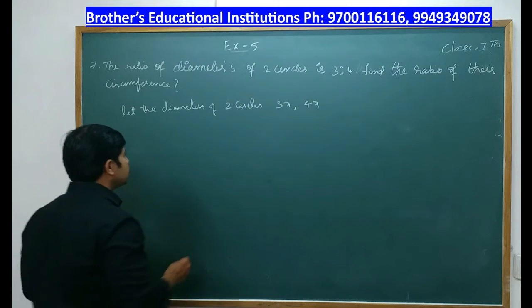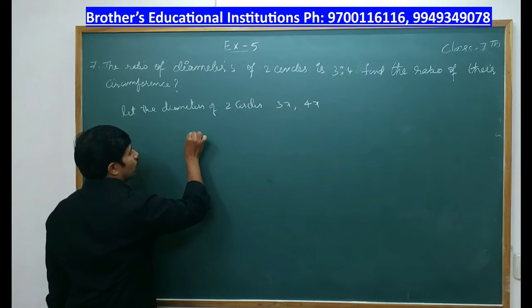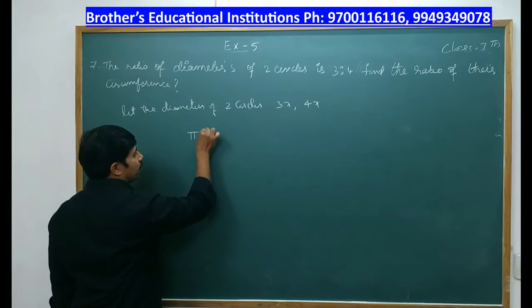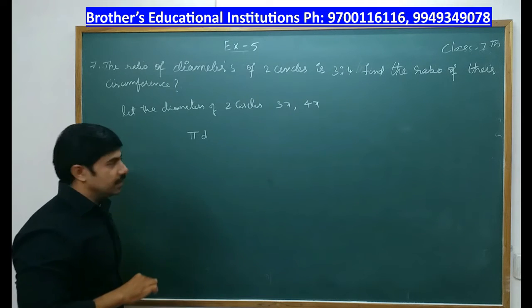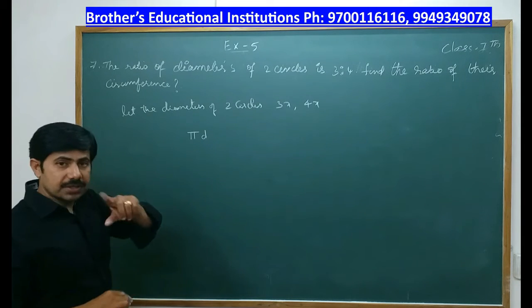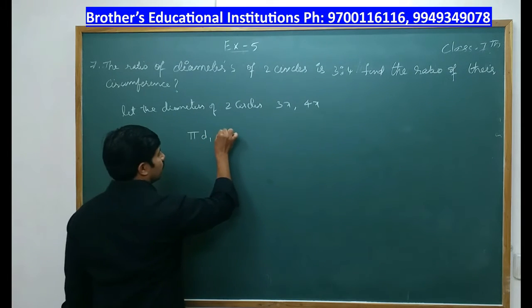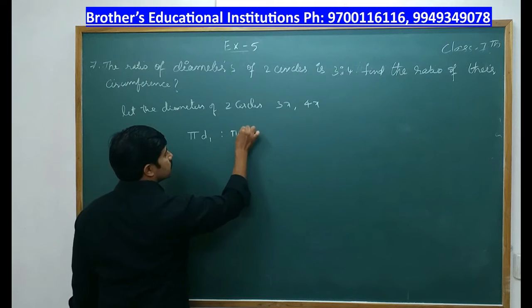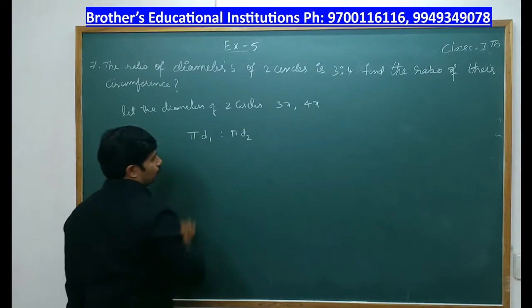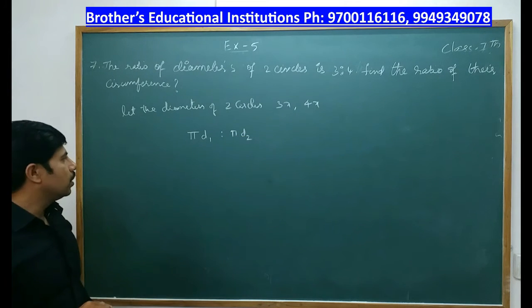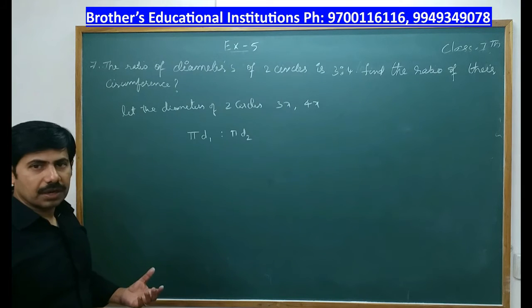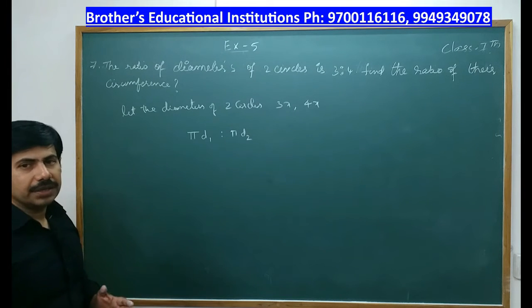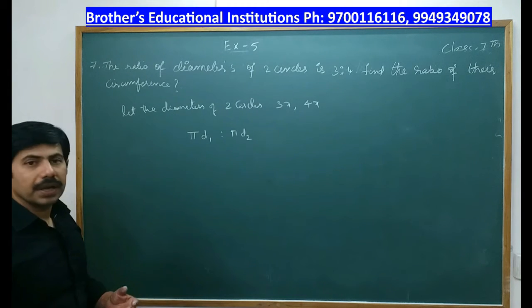Now what is the ratio? What is the circumference of a circle when the diameter is given? It is pi d. As we are representing the first circle, I will write it as pi d1 and the other one is pi d2. Pi d1 is to pi d2. So the circumference of a circle, if d is the diameter, is pi d.